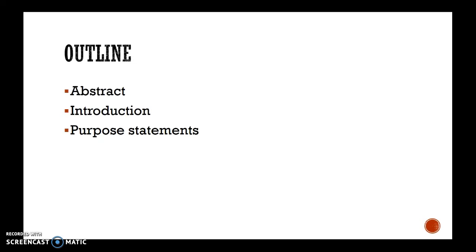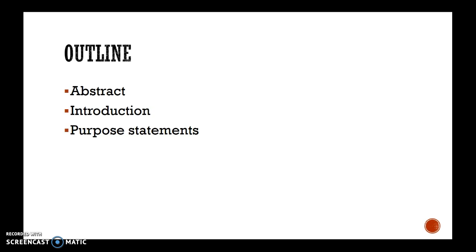At the end of the course, we're going to produce a research proposal for our capstone project for the 498 class. The very first part would be an abstract for the final report for the capstone. So I'm going to talk a little bit about what an abstract should include for the final paper, and also the introduction part and how to state your purpose statement today.